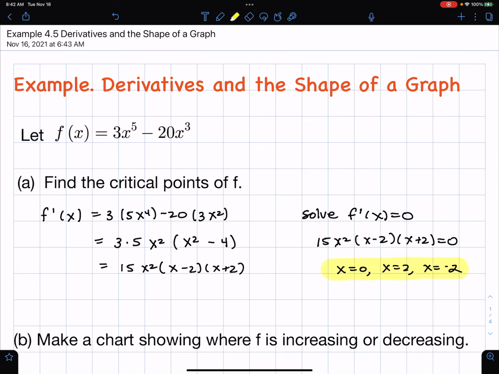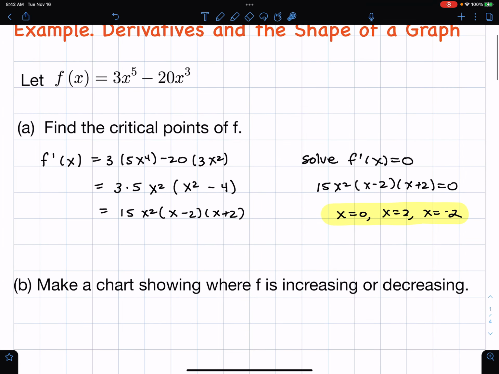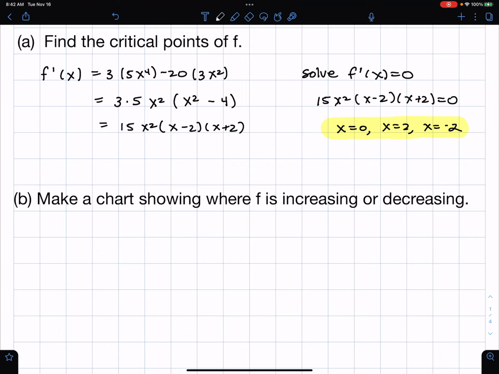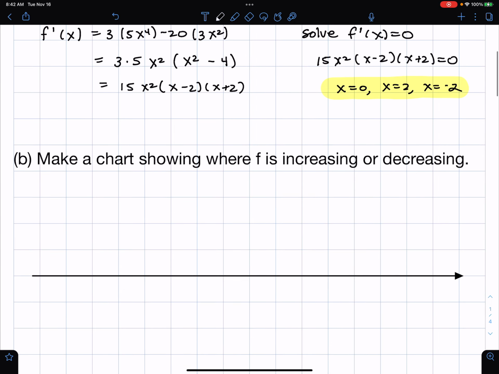All right, now I'm going to make a chart to determine where the function f is increasing and where it's decreasing. And that will tell me whether these critical numbers correspond to a local maximum or local minimum or neither. So let's go ahead and make a chart. And my chart is what they used to call a sign graph. I think maybe people still do. It's a sign chart. It's a chart that's going to show us where the derivative f prime is positive or negative.